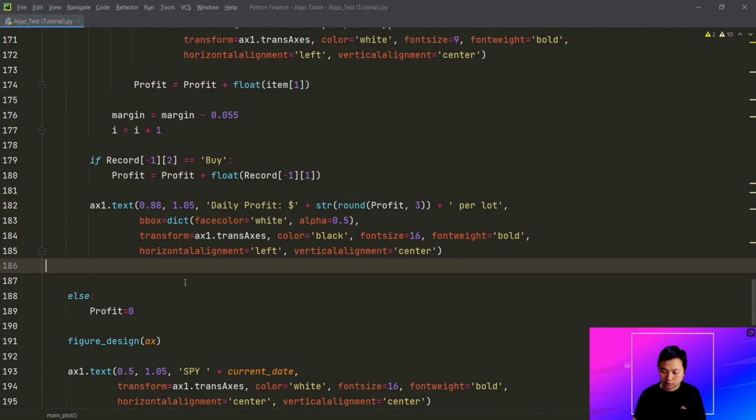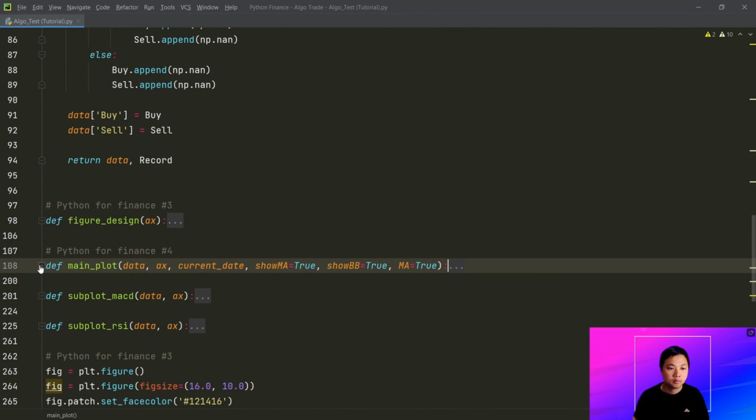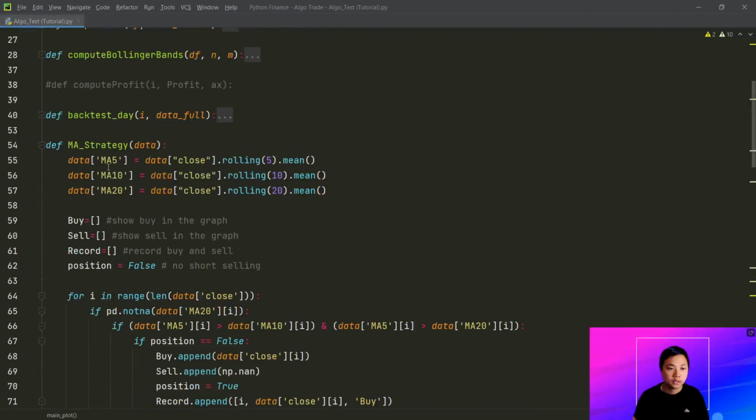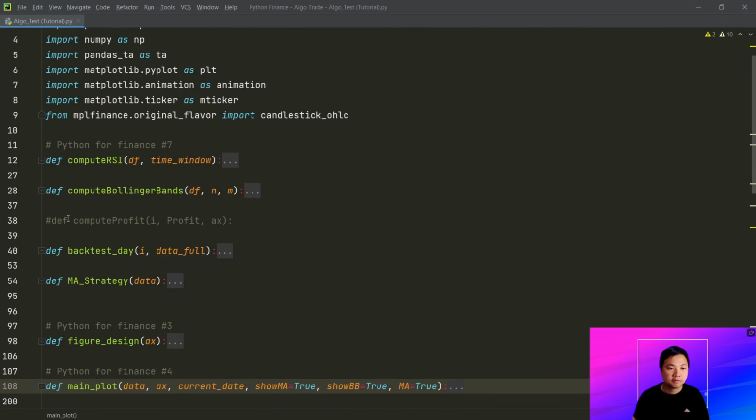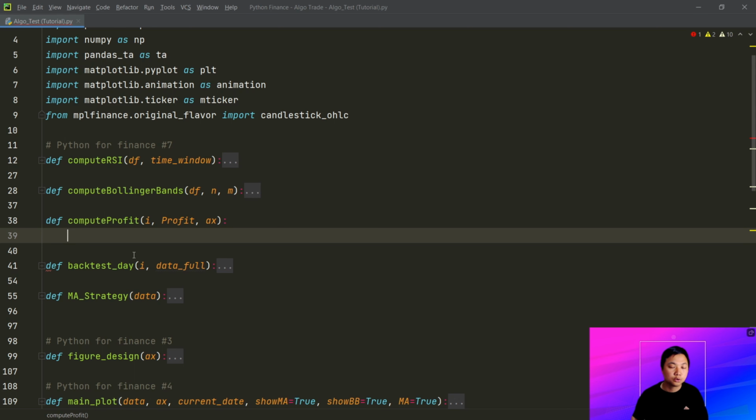So in that case, we will build a function to calculate the total profit. There are two ways that you can do that. The first way is to just write it down into a test file, and then show the result.